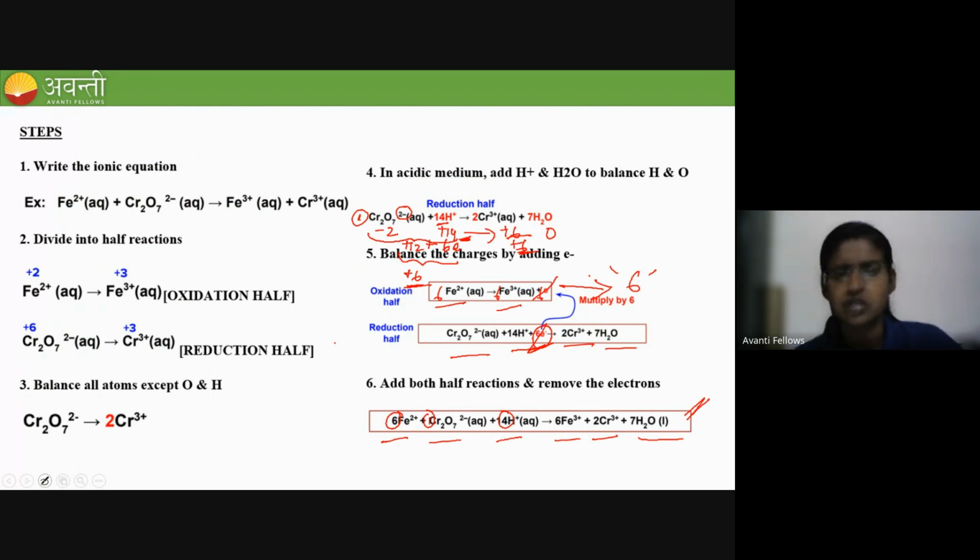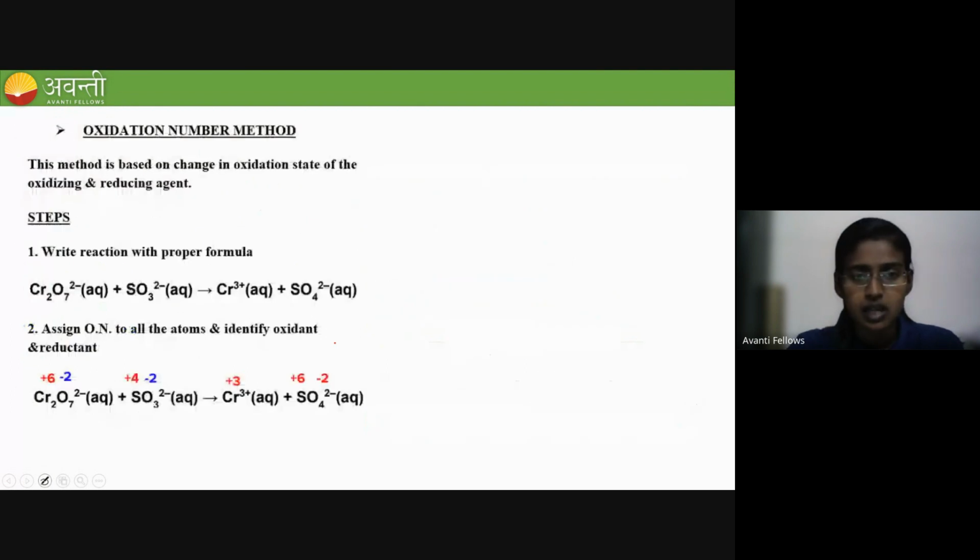That's all. Now coming to the next method, the oxidation number method. This is the other method to balance the redox reaction. You can use either one of these two methods. Both methods will give you the correct answer. This method is based on the change in oxidation state of the oxidizing and reducing agent. As usual, write the reaction with the proper formula that is given in the question paper. Now assign oxidation numbers to all atoms. Chromium plus 6, oxygen minus 2, sulfur plus 4. You all know how to find out the oxidation number, right?